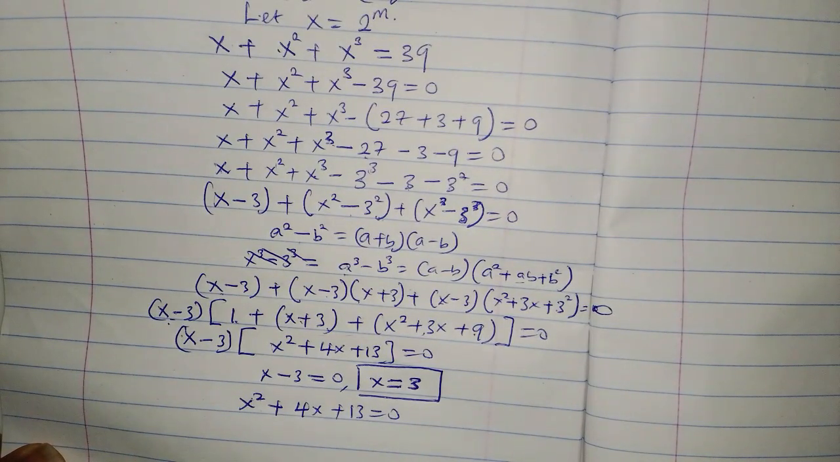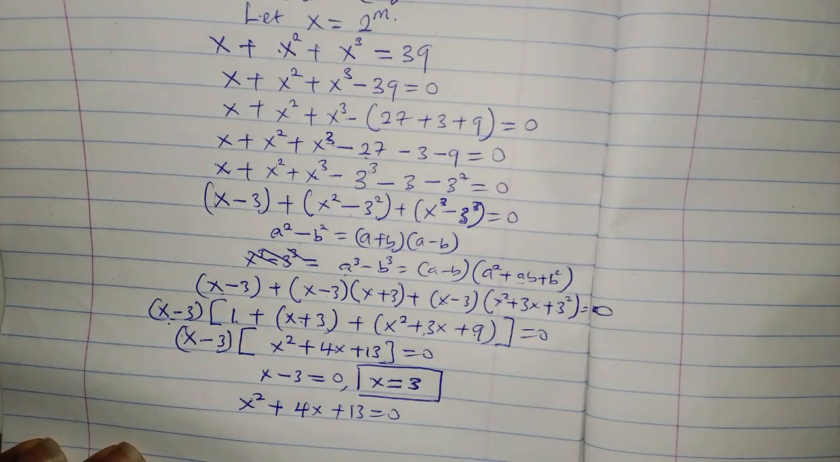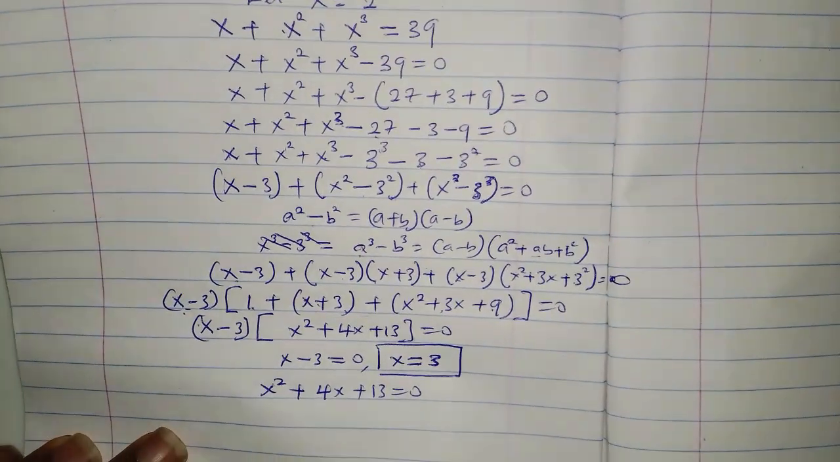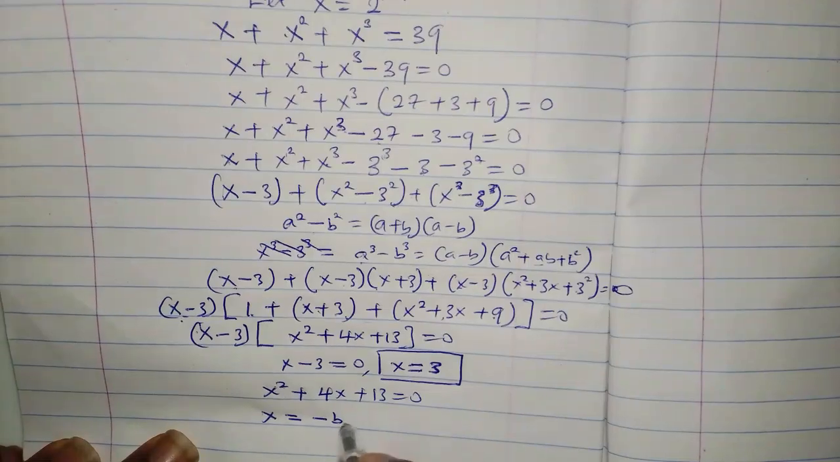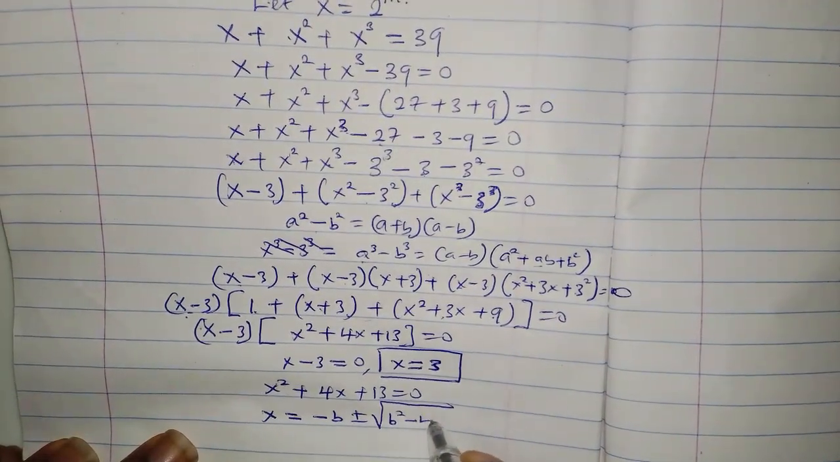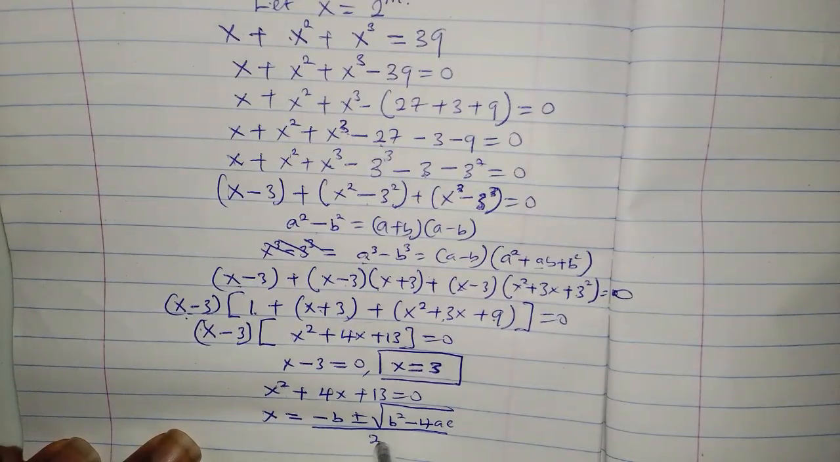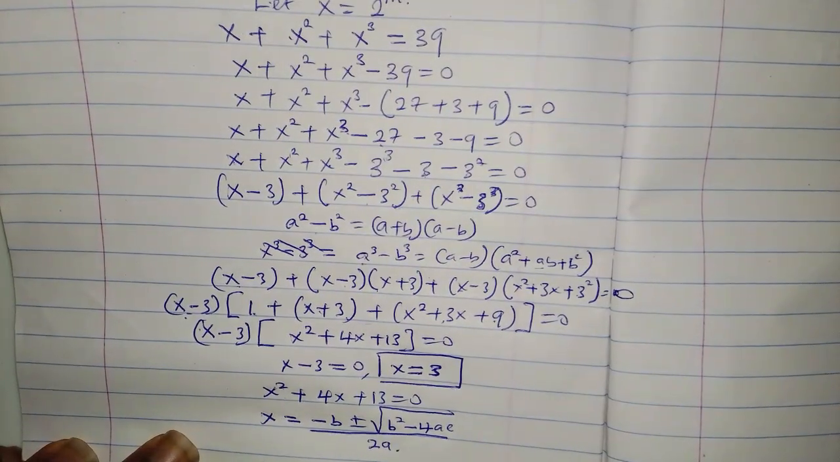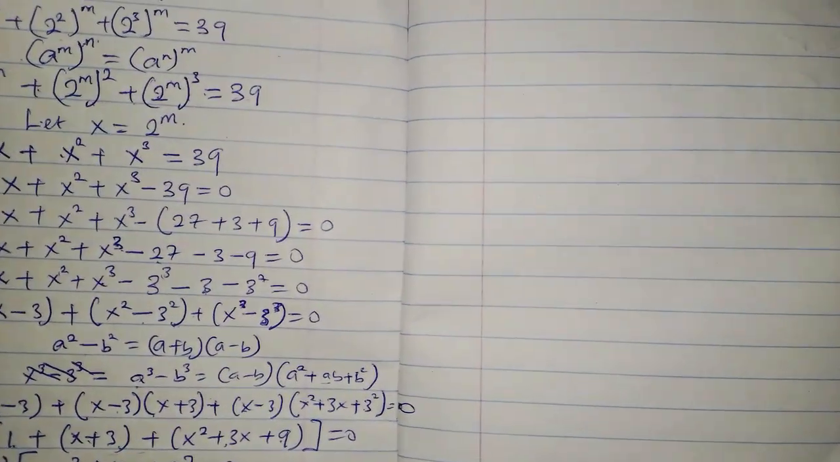We are going to use the formula method, because we cannot factorize this quadratic equation easily, which says x is equal to minus b plus or minus the root of b squared minus 4ac, divided by 2a.